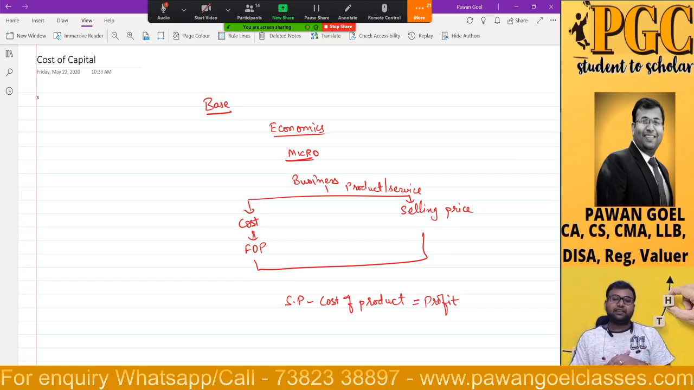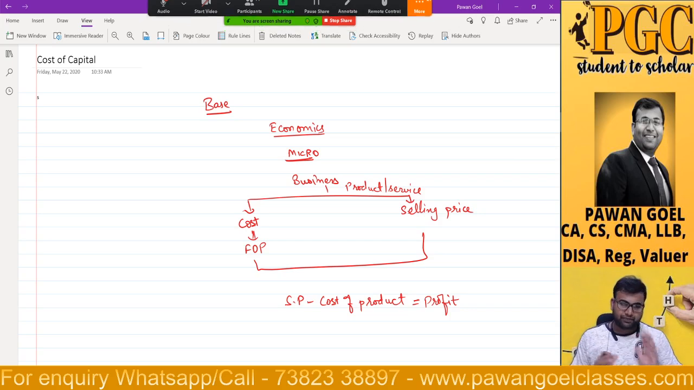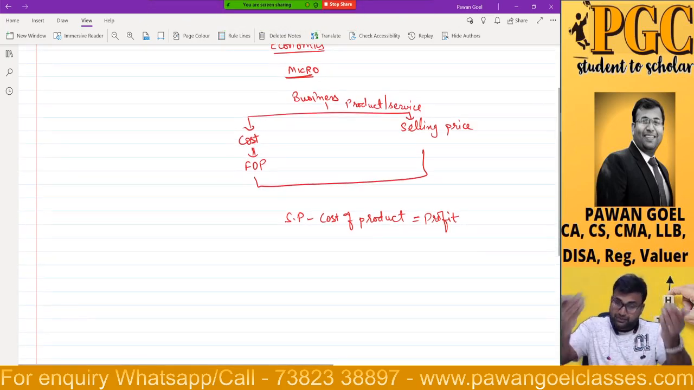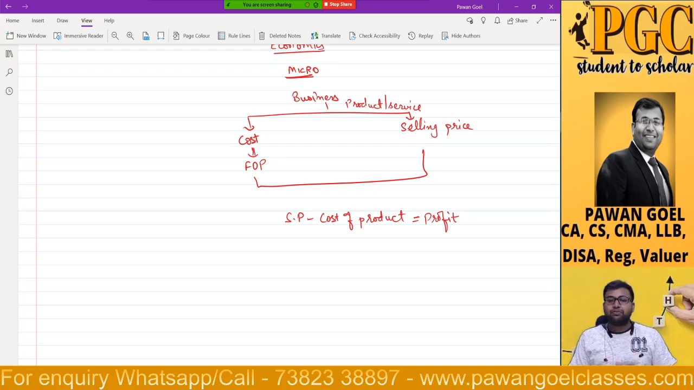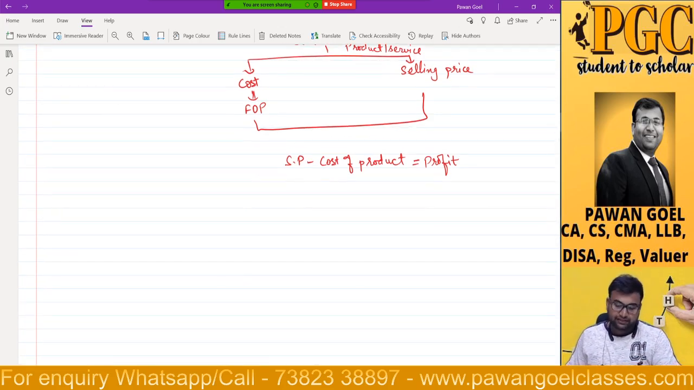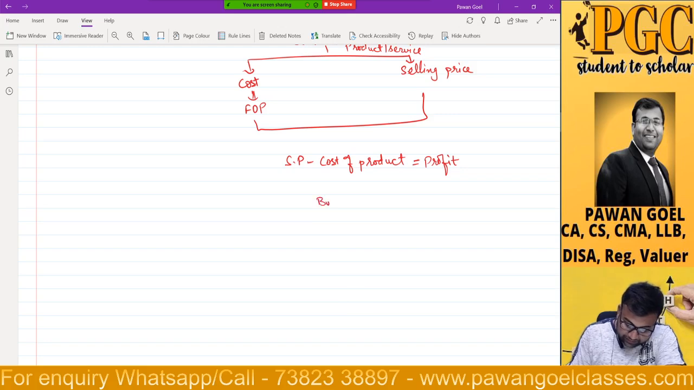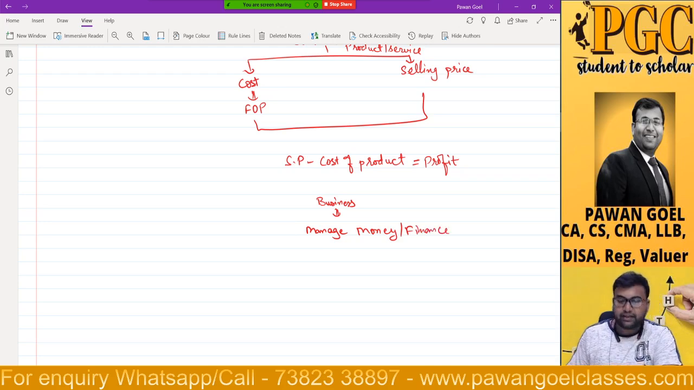This is a very basic understanding of microeconomics which I am trying to give you, right? Now, using the same concept, because this is a pretty much universal concept, we are trying to do business. The same business which was engaged in the product and service, and we are trying to manage money or finance for the business.